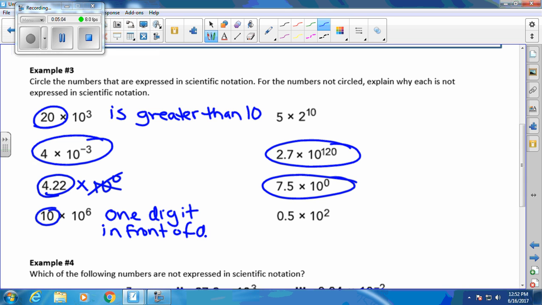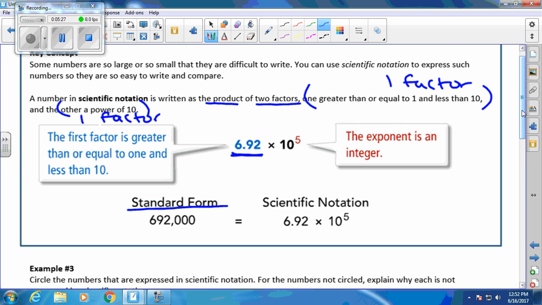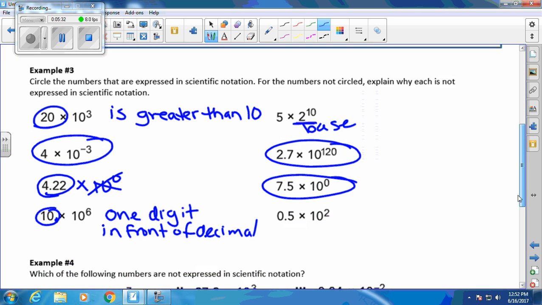Right now the decimal is located behind that 10, or that 0, so that makes that number bigger than 10. For the next one, this does not have a base of 10. It has a base of 2 being raised to the 10th power. That is not the definition of scientific notation. The definition of scientific notation says that it has to be multiplied by a power of 10. 2 to the 10th is not a power of 10.